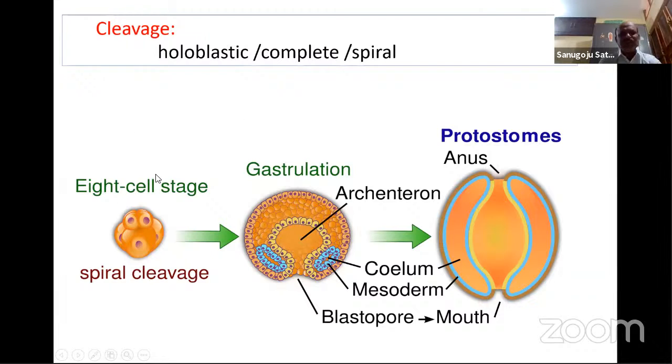Two cells to four cells, four to eight cell stage, and then gastrulation: archenteron, coelom, mesoderm, and the blastopore. When the blastopore turns to the mouth, these are called protostomes. When the blastopore turns to the anus, those are called deuterostomes. Protostomia means the blastopore turns to mouth, and deuterostomia means the archenteron or blastopore turns to anus. But the annelids are protostomes.